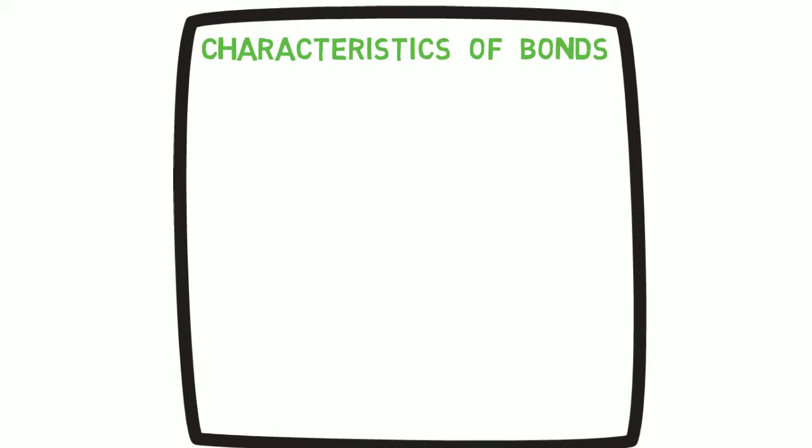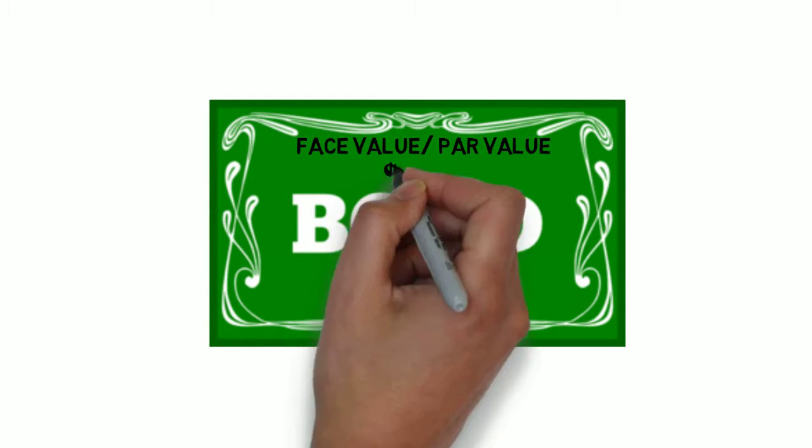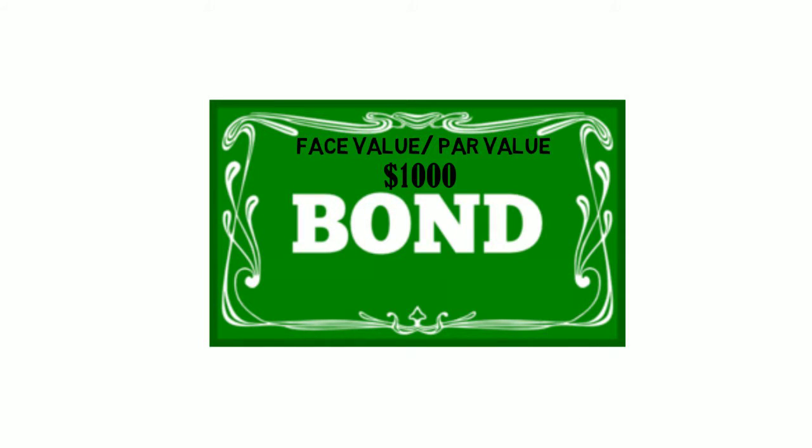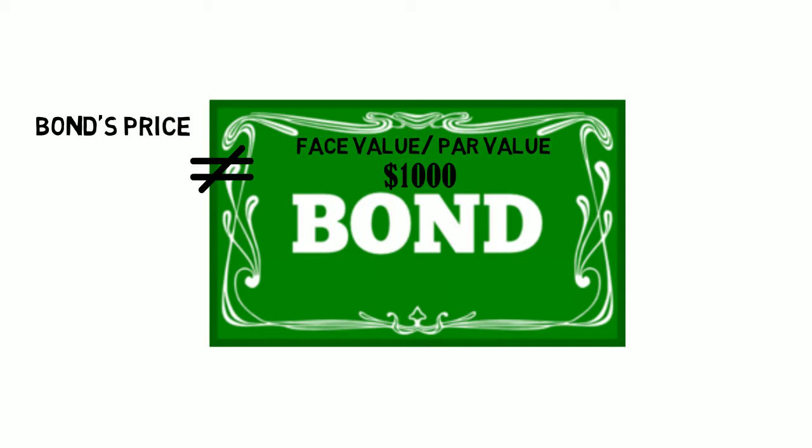So what are the characteristics of bonds? Face value or par value is the money amount the bond will be worth at its maturity. Par value remains fixed, and is different from the price of the bond. A bond's price fluctuates in the market in accordance with changes in interest rates.